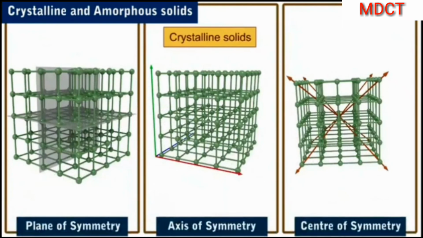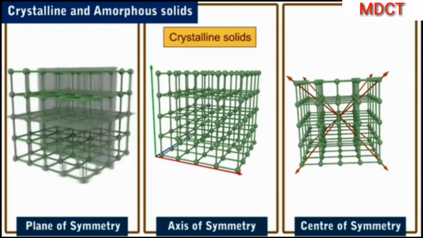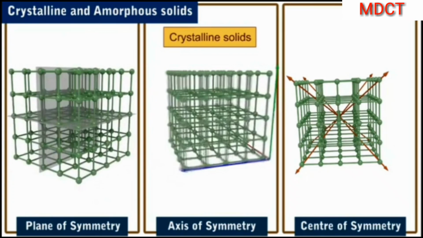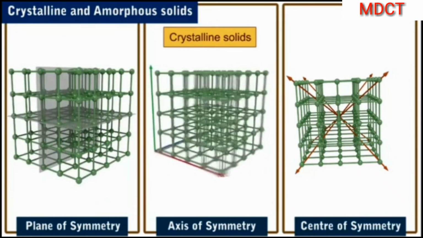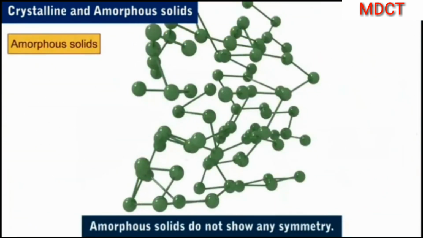Another important property of these solids is symmetry. Crystalline solids show plane of symmetry, axis of symmetry, and center of symmetry. On the other hand, amorphous solids do not show any symmetry.